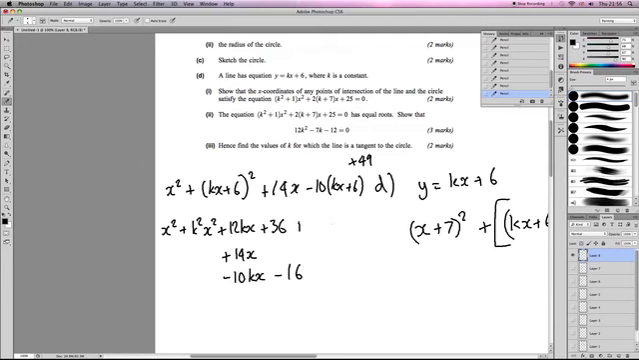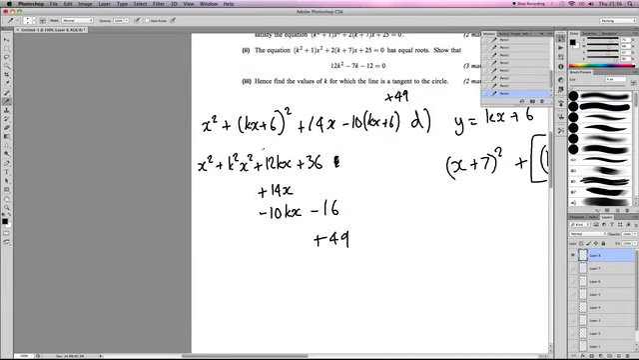I'll get rid of that. And it's plus 49. Notice how, just to save myself some thinking time, I've written all the x's together. I've written all the numbers together. So that might help me a little bit.